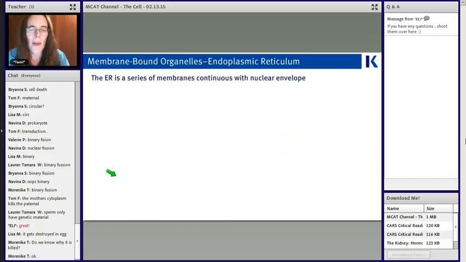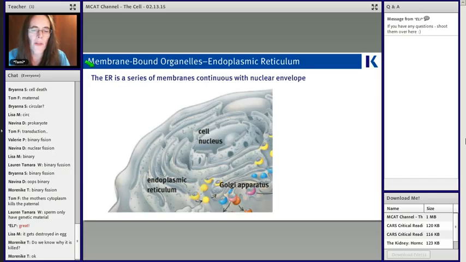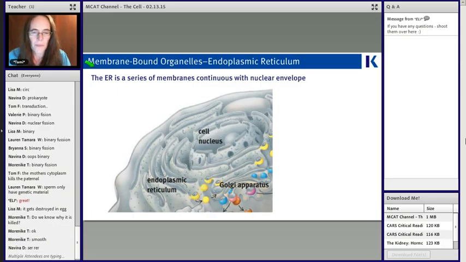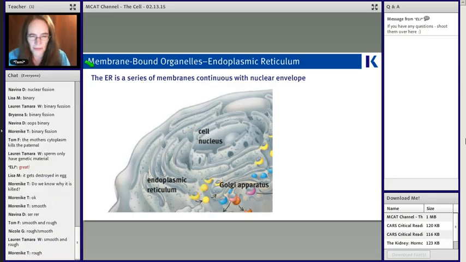Now let's talk about the ER. The ER are membranes that are continuous with the nuclear envelope. So things can leave the nucleus and go straight into the ER. When we talk about the ER, there are two types of endoplasmic reticulum. What are the two different types? Smooth ER and rough ER.